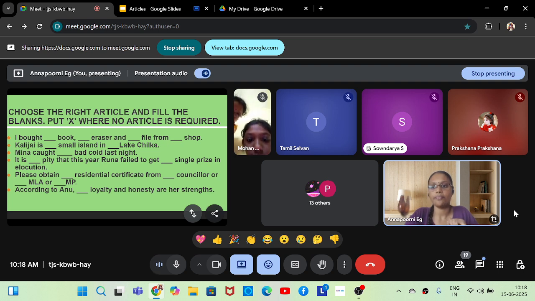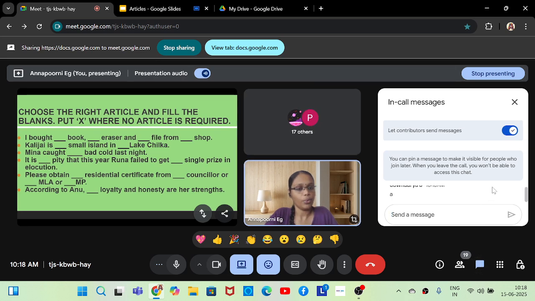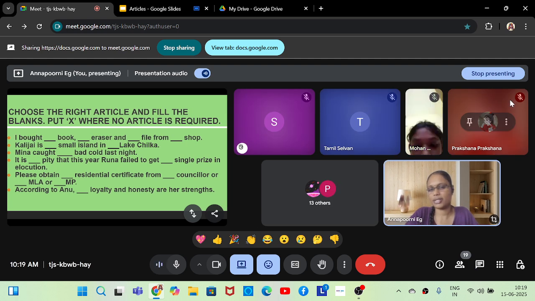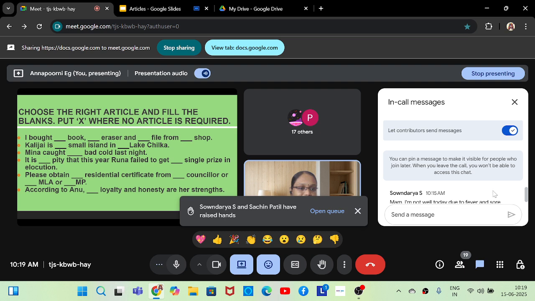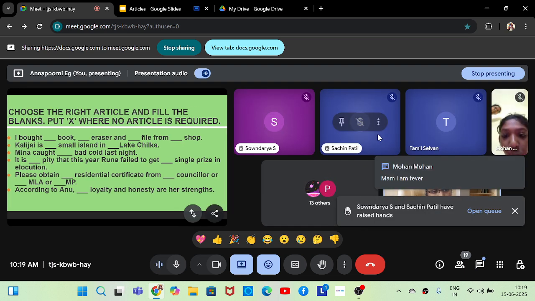Third is for Soundarya. Meena caught dash bad cold last night. Soundarya, you can type in the chat box. Very good. Meena caught a bad cold last night. A bad cold means a severe cold. Not fever, but sometimes a cold will be more troublesome than fevers. Even if it is fever, we can adjust. I think now Soundarya is going through that condition, right? You have fever, okay, fine.